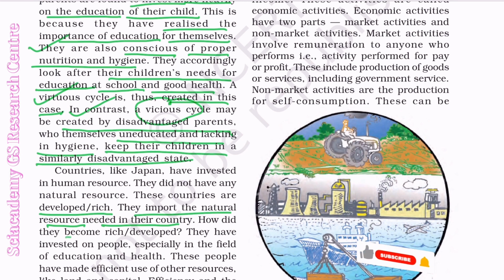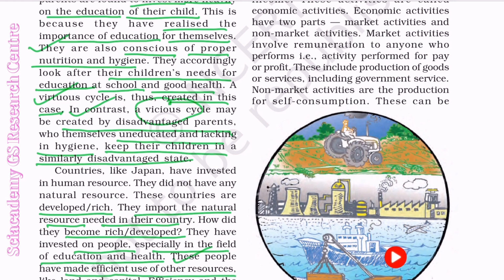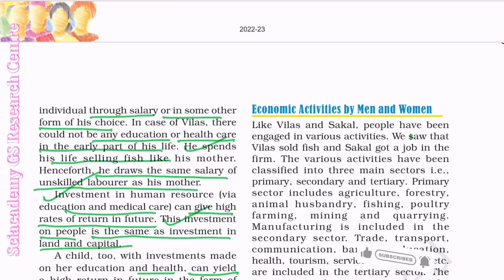How did they become rich and developed? They have invested in people, especially in the field of education and health. These people have made efficient use of other resources like land and capital. Efficiency and the technology evolved by people have made these countries rich and developed. Economic activities by men and women, like Vilas and Sakal, people have been engaged in various activities.